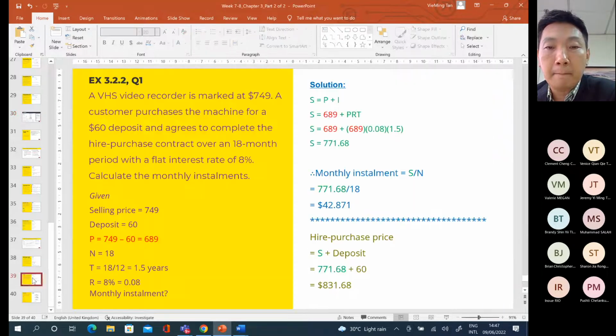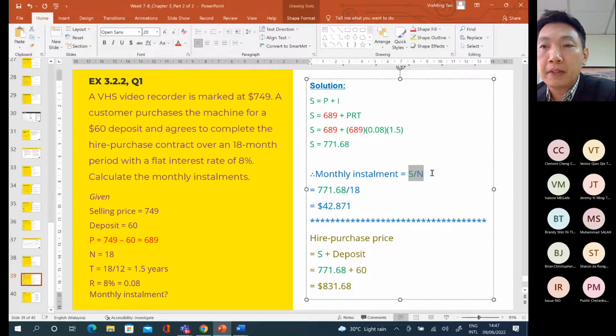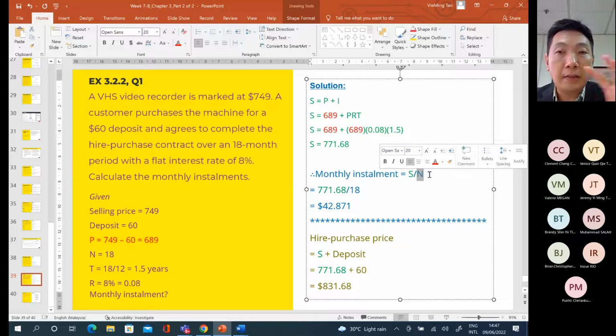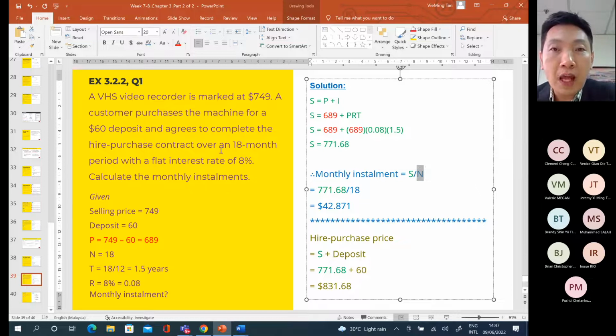So I go back to here. S divided by N, right? Okay. N, what is the value of N? N means how many times the payment will be made by the customer within the 18 months period. So for this question, every month the customer will make payment, okay, for 18 months. So that means N is equal to 18. Okay, 18 payments. Future payment will involve 18 times. Okay, so now the problem is S we don't know, right? We don't know the value of S.